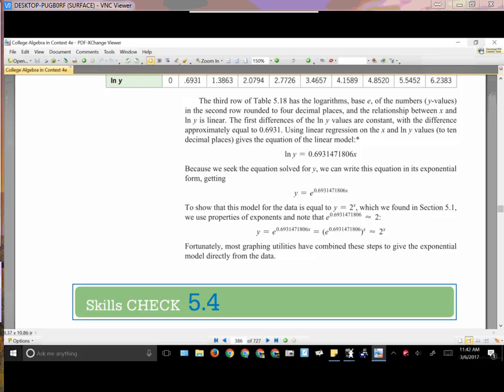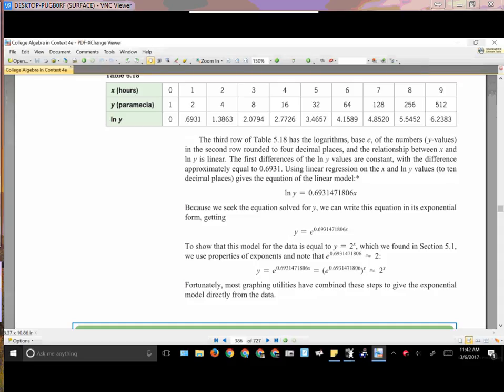Now, if you take a look here and just want to read through this for yourself. It says the third row in table 5 has logarithms base e of the y values. The second row has values rounded to 4 decimal places. Okay? If first differences are constant, then you know that you've got something linear. So using linear regression gives us that. I realize it kind of sounds like I'm talking in a circle to you guys. A lot of times it is simply look at the data, see what you've got.